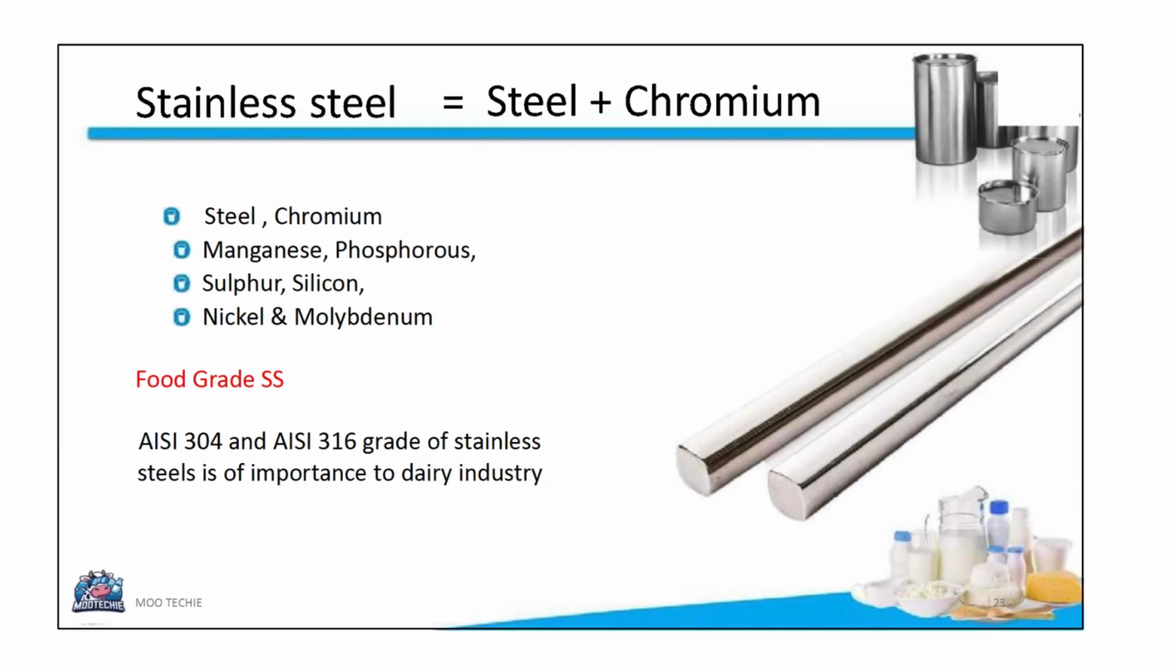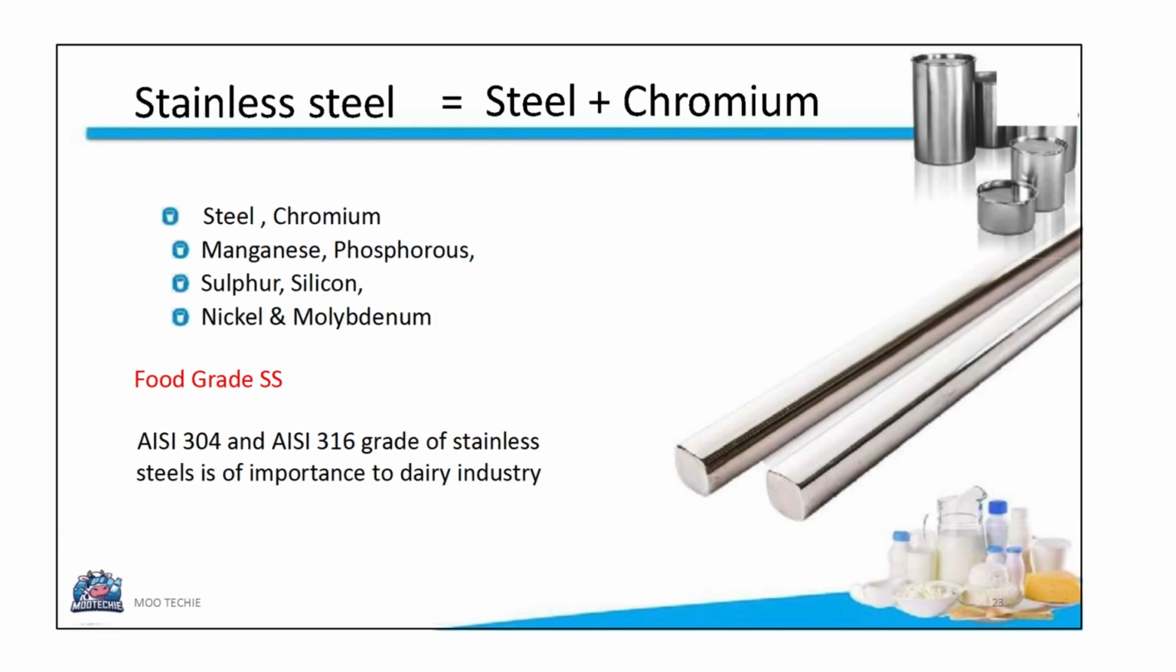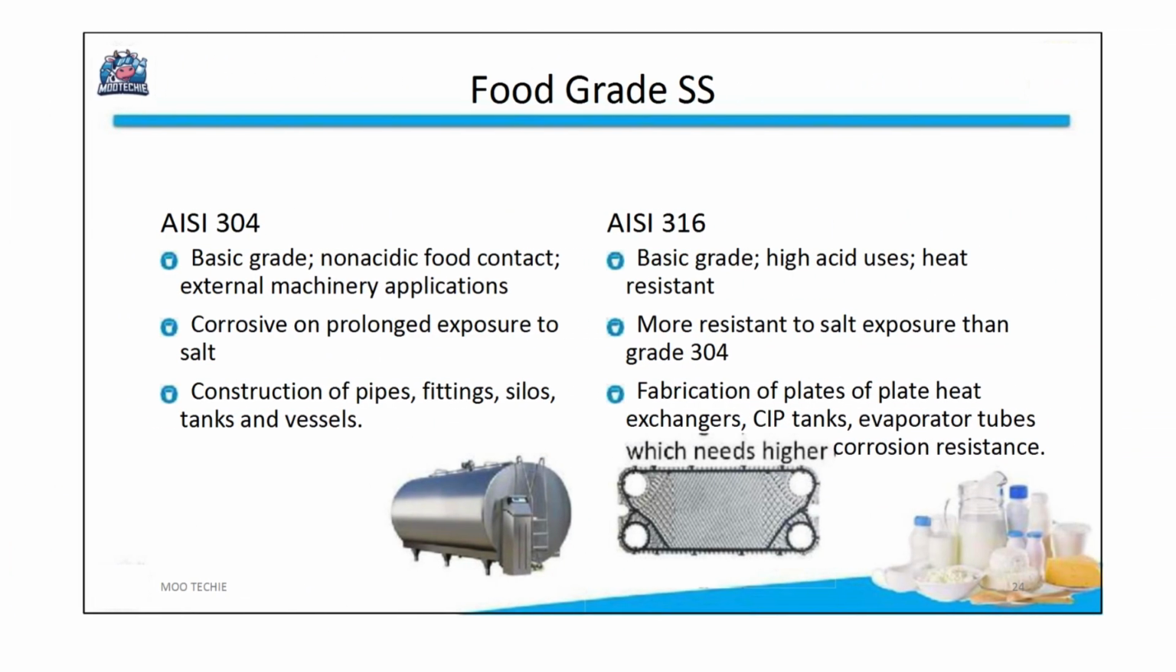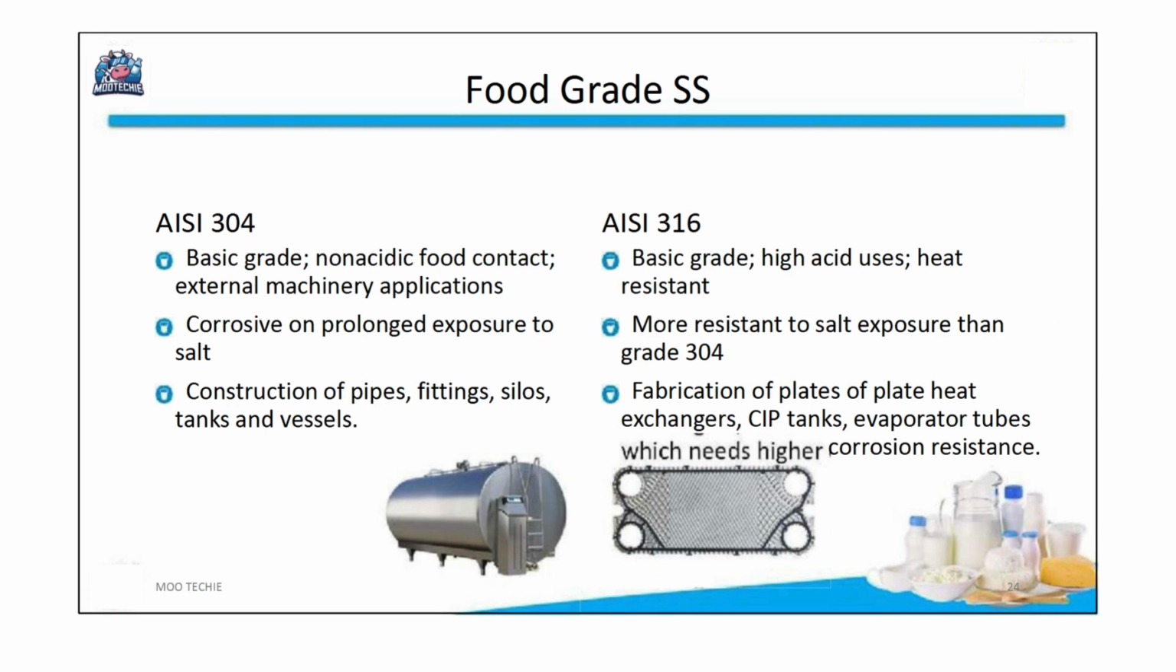The star of the dairy industry is stainless steel, which is steel plus chromium, along with other elements like manganese, phosphorus, sulfur, silicon, nickel, and molybdenum. The food-grade stainless steels are AISI 304 and AISI 316. AISI 304 is the basic grade for non-acidic food contact and external machinery. It can corrode with prolonged salt exposure and is used for pipes, tanks, and silos. AISI 316 is for high acid uses and is more heat and salt resistant. It's used for plate heat exchangers, CIP tanks, and evaporator tubes where higher corrosion resistance is needed.